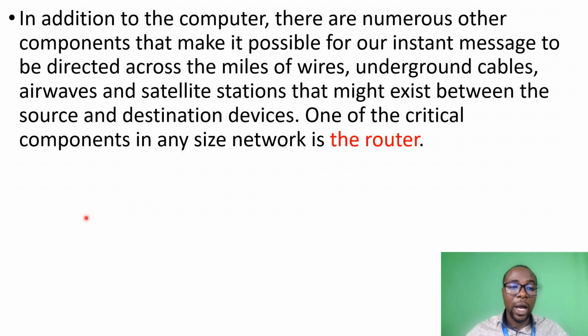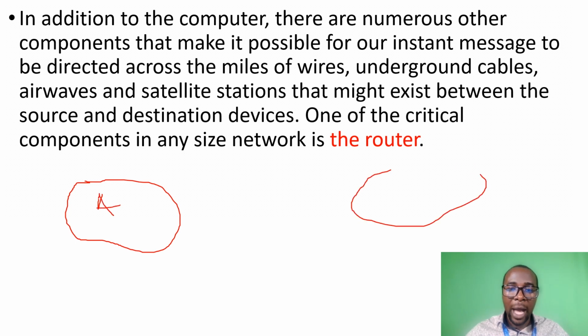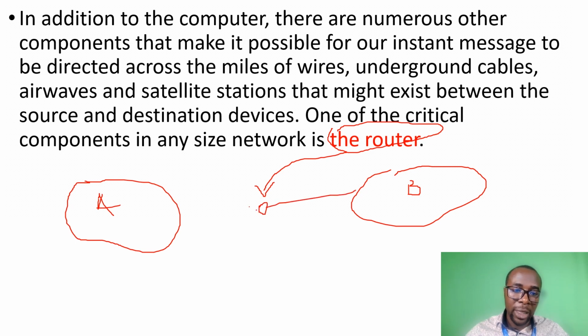Assume, for example, that I have a network A. Then I also have a network B. If you now want to join these 2 networks, you will need this device called a router as an interlink device. The router will be needed here so that these 2 networks can be linked together and information can be exchanged between different devices in these 2 computer networks.